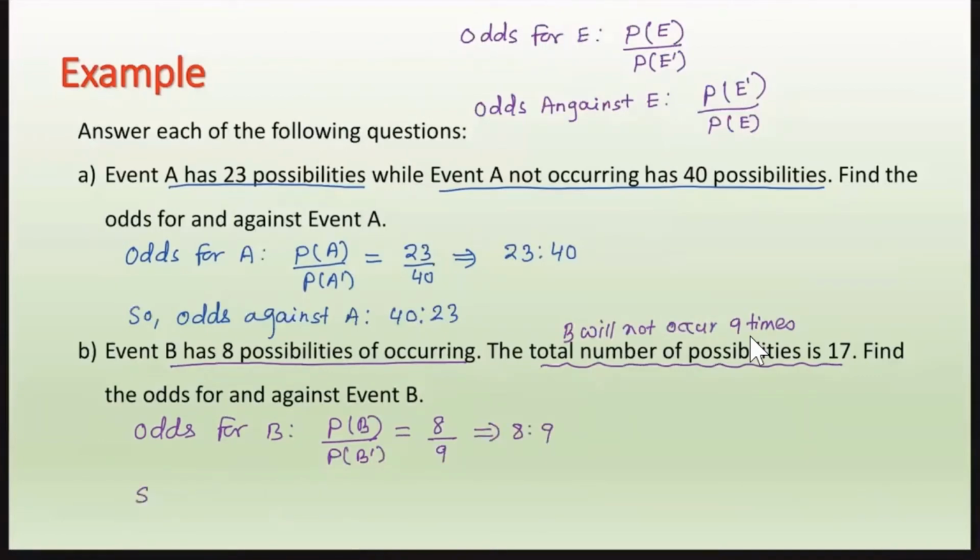So what is the odds against then? Tell me. 9 to 8, yeah. That's right. Odds against B will be 9:8. Very good.